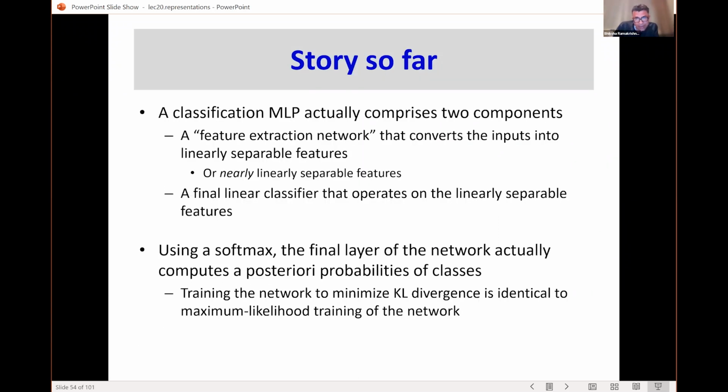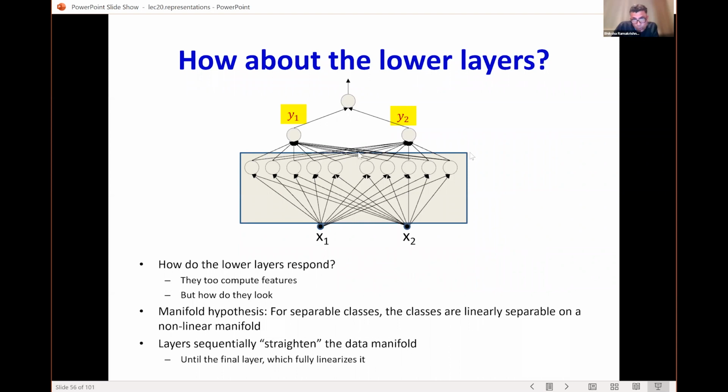So that's all very fine, right? We found out what is happening at this Y space. What about the lower regions? How do they respond? Now, instead of Y, what does this portion of the network compute? These two compute features, but then what do these features look like?